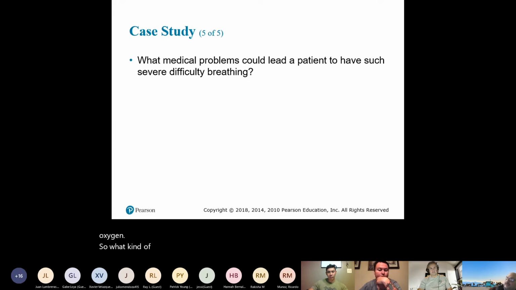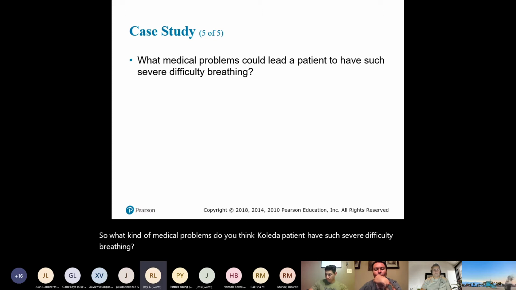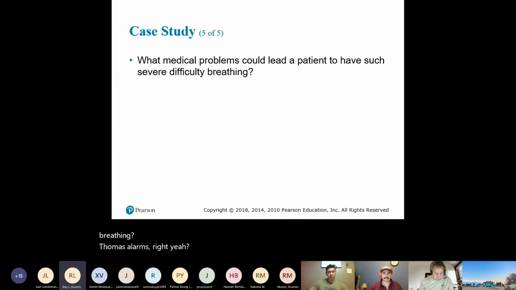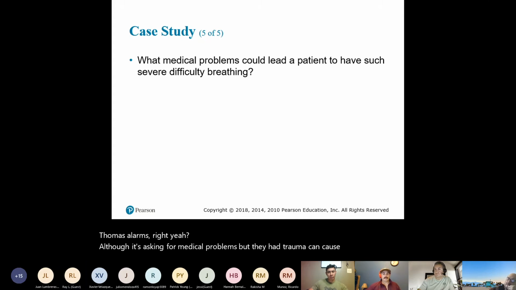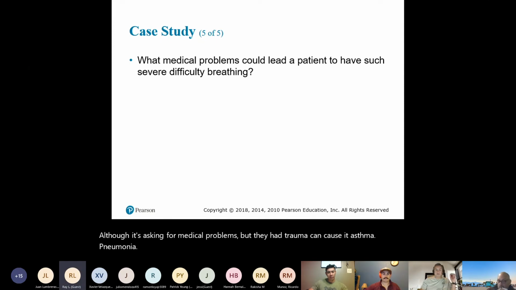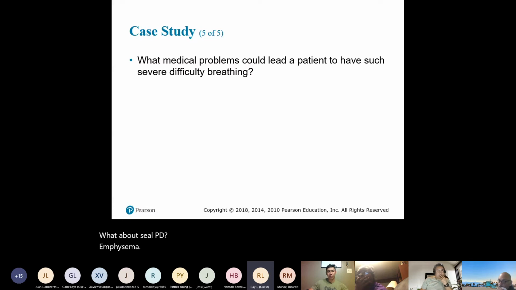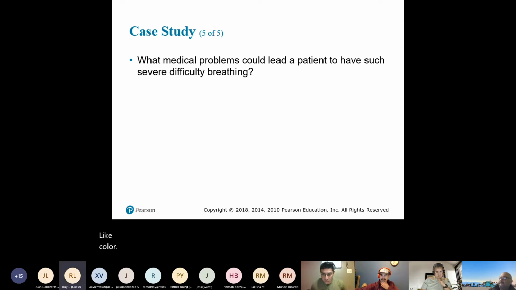So what kind of medical problems do you think could lead a patient to have such severe difficulty breathing? Could have trauma to the lungs, right, sir? Well, that's asking for medical problems, but yeah, trauma can cause it. Asthma. Pneumonia. Bronchitis, some type of thing that's infecting the bronchi. What about COPD? Emphysema? Would emphysema give them a flush color? A little bit, but as we're going to talk about, the pale skin is from not getting enough oxygen.